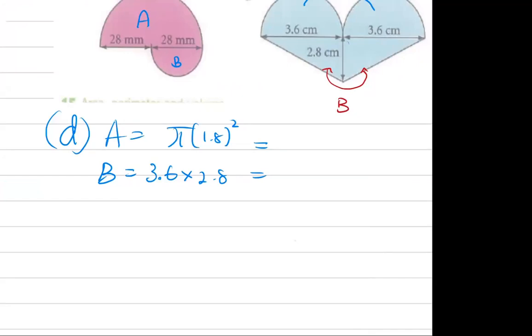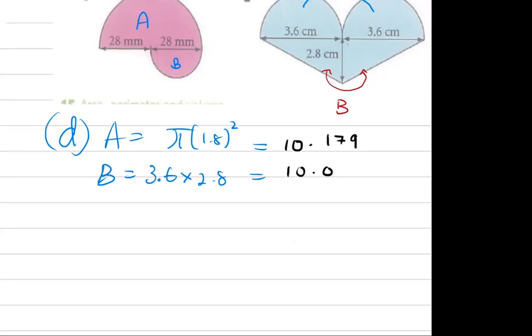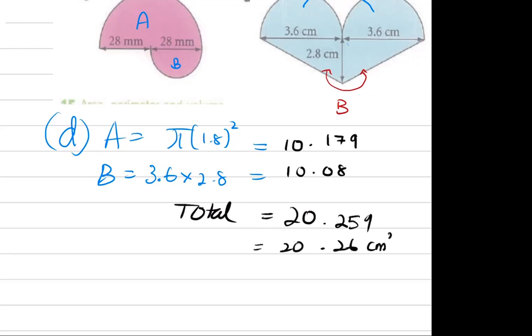So 1.8 squared multiplied by pi, 10.179. 3.6 times 2.8, 10.08. Can add them both up together. Total 20.26. Yeah, when you round it up, 20.259. Square centimeters.